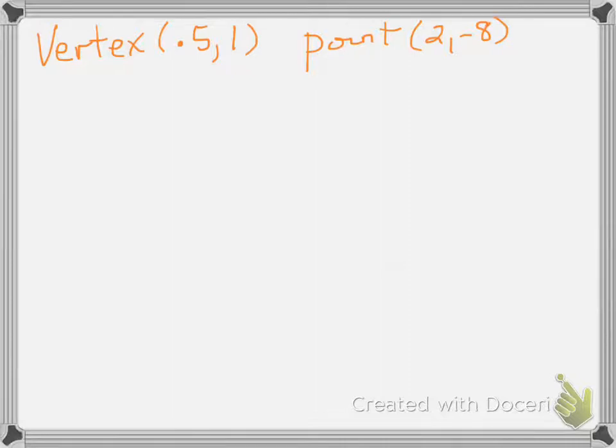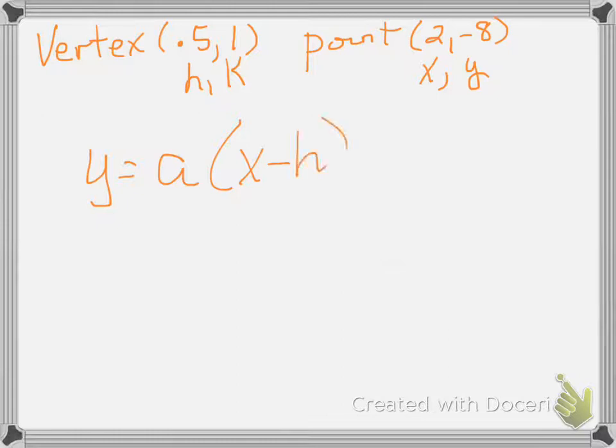Okay, remember my vertex is going to be what letters, Nathaniel? H and K. And my second point is going to have what? X and Y. It's going to have our X and our Y. Okay, remind them again about what our formula is. Y equals a parentheses X minus H squared plus K.